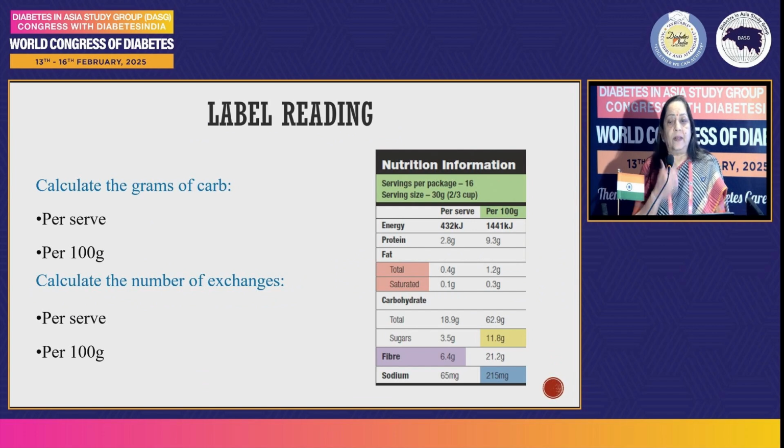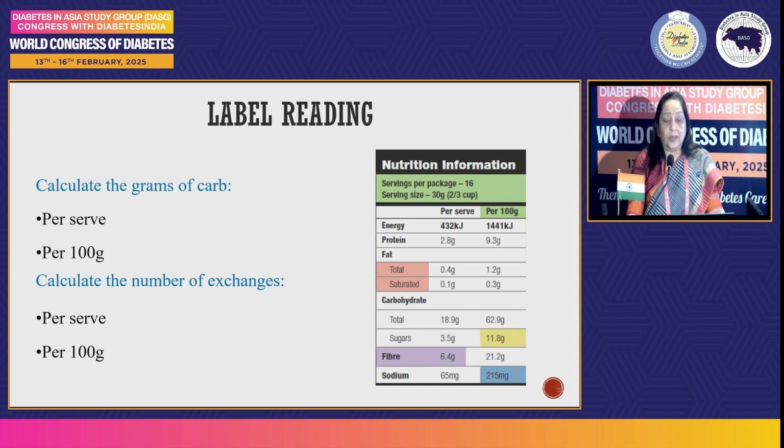Now, label reading. That is the most important, because the earlier speaker Kavita has explained about packaged food. Type 1 is common in children and they are using more packaged food. But the patient doesn't know how to read the food label. What they are doing is only seeing the expiry date of the package. Otherwise, they will look at the calories. But how much carbohydrate is in this food, that is most important. You have to teach the patient.